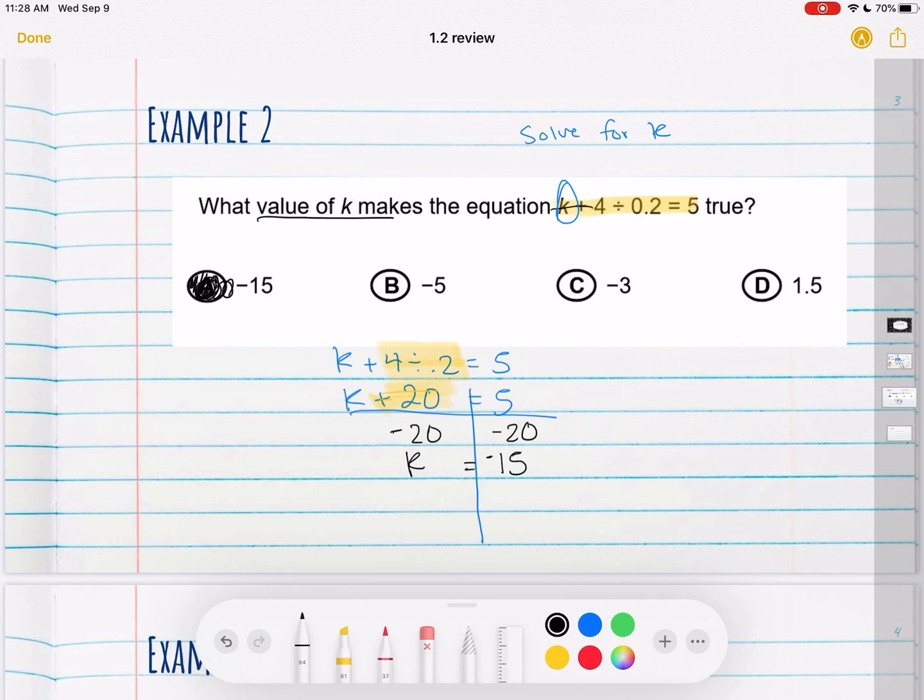And again, you could check this by plugging in negative 15 for k. Negative 15 plus 4 divided by 0.2. Is that 5? Well, order of operation tells me I do the division problem first. So that would be negative 15 plus 4 divided by 0.2, which is 20. Negative 15 plus 20 is negative 5. Or, whoops, positive 5. And that's the answer I wanted.